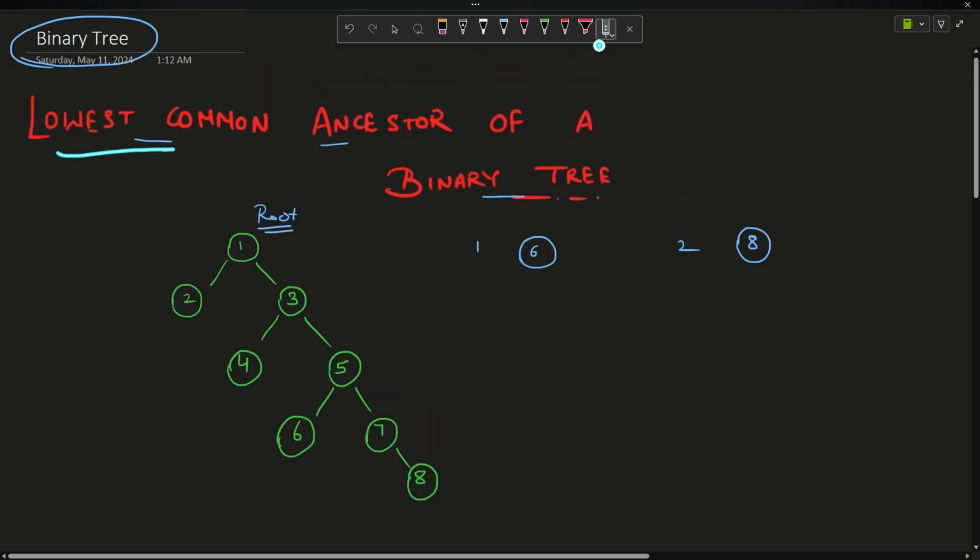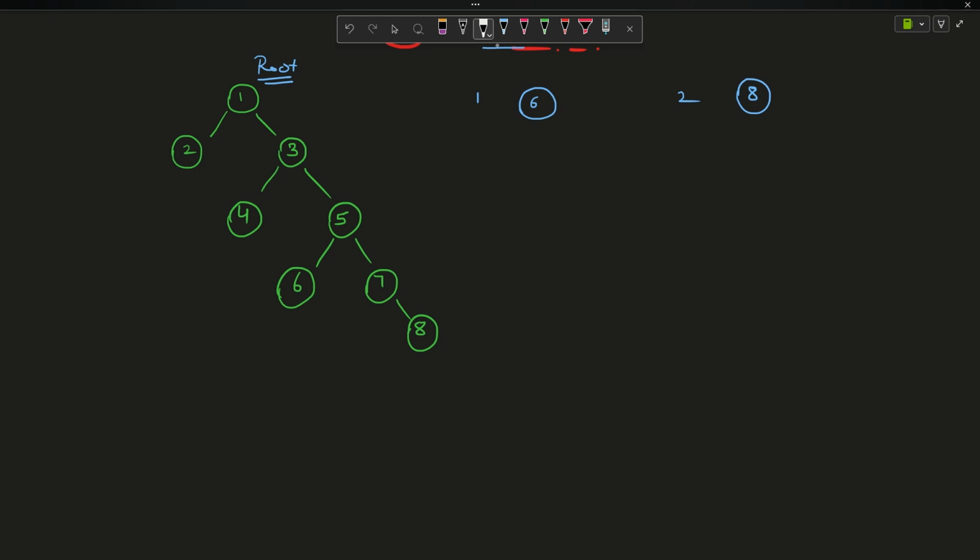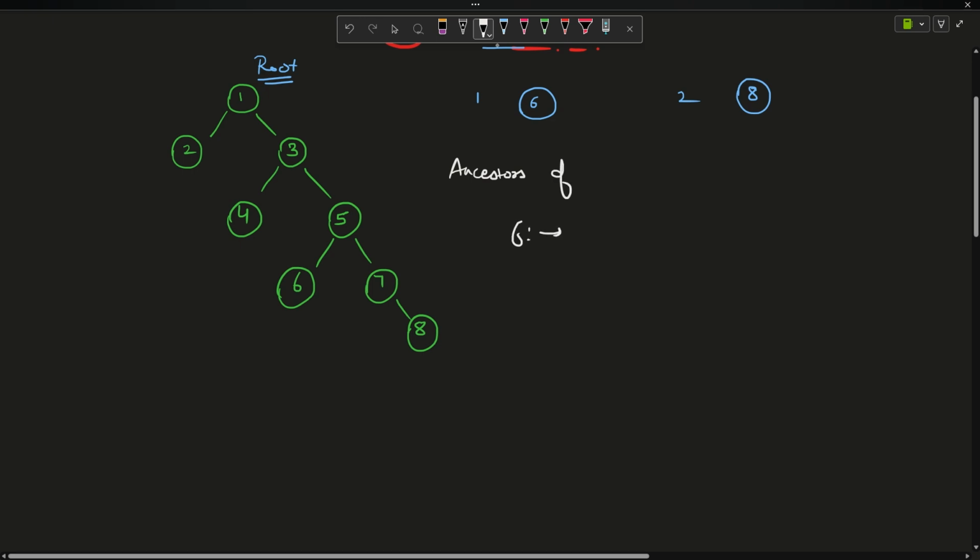We have to find the lowest common ancestor. Now what do you mean by lowest common ancestor? For example, for the given nodes 6 and 8, let me see what the ancestors of 6 are. 6 itself is also an ancestor of 6. 5 is an ancestor of 6. 3 is an ancestor of 6. And 1 is an ancestor of 6, right? 6, 5, 3, 1. Similarly, 8's ancestors are 8 itself, 7, 5, 3, 1.